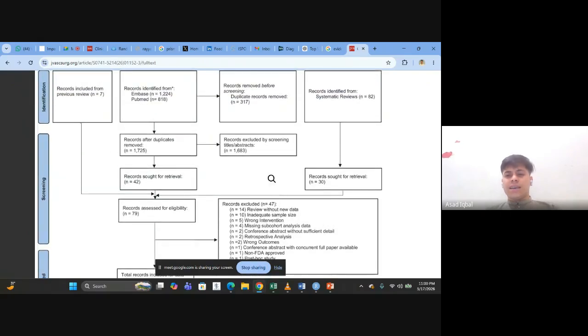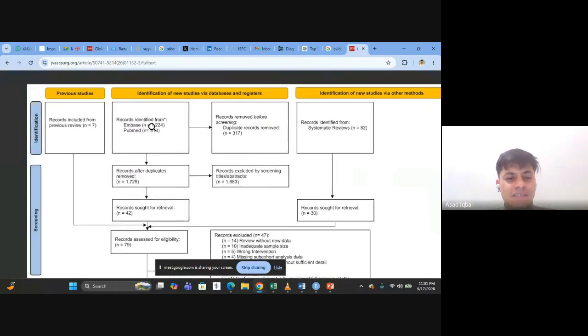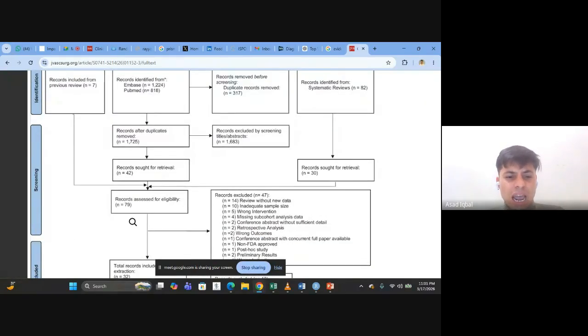Really beautiful thing. So, okay, what's this? Identification of new studies by other methods. This is beautiful. What is meant by other methods? Records identified from systematic review. What is meant by this? Actually, this is not a good way. I mean, you can give a heading like records identified via snowballing, records identified via references of the studies. Like you have this number of final studies, which are 5 or 10 or whatever the number is, and you see their references.